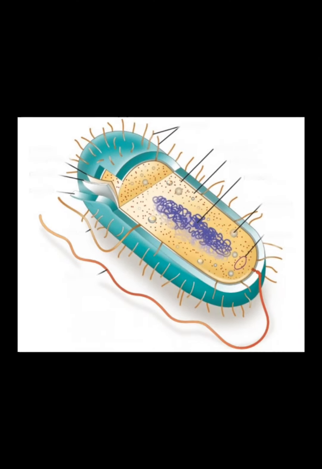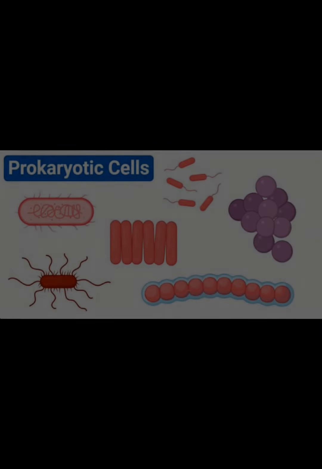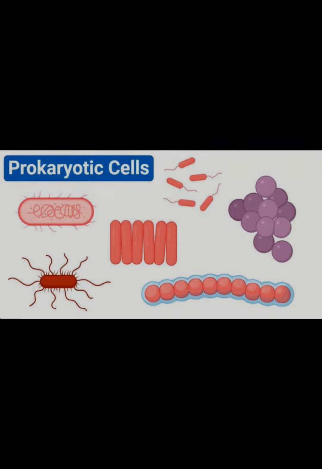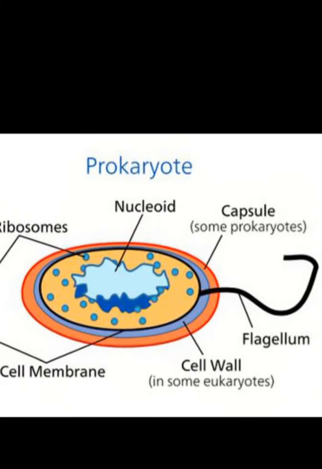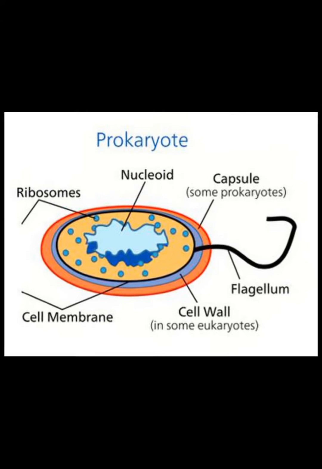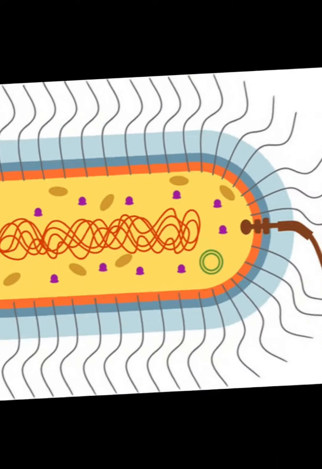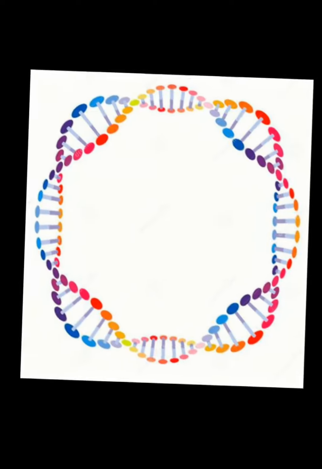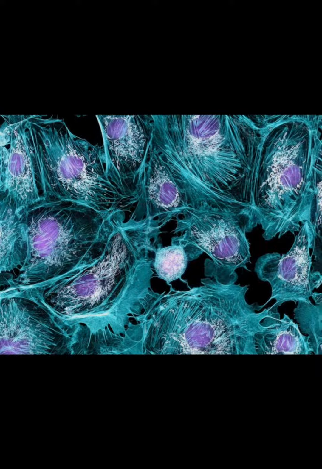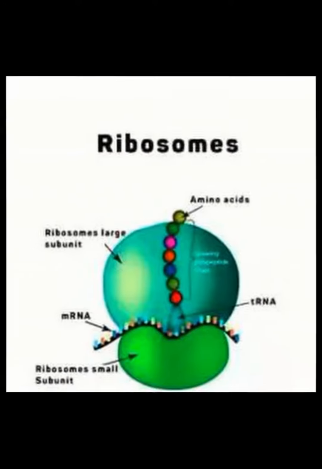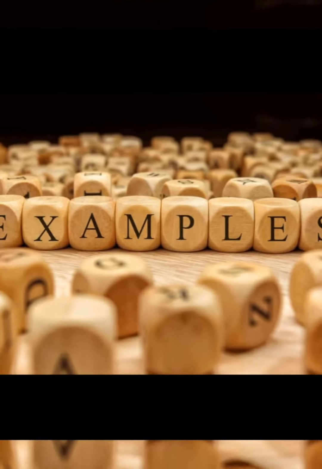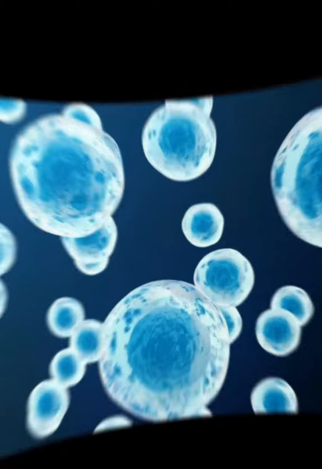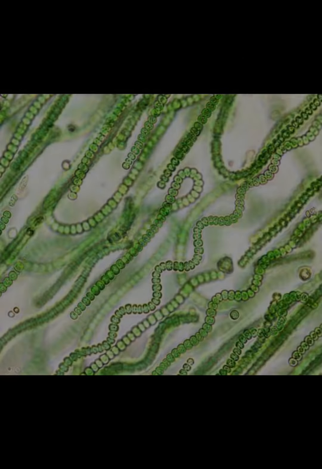Now I'm going to continue with the prokaryotic ones. It is any organism that lacks a distinct nucleus and other organelles due to the absence of internal membranes. It has circular DNA, cell membrane, and ribosomes. Some examples are bacteria, Escherichia, and cyanobacteria.